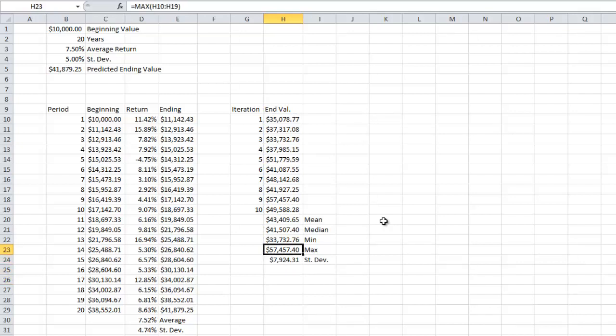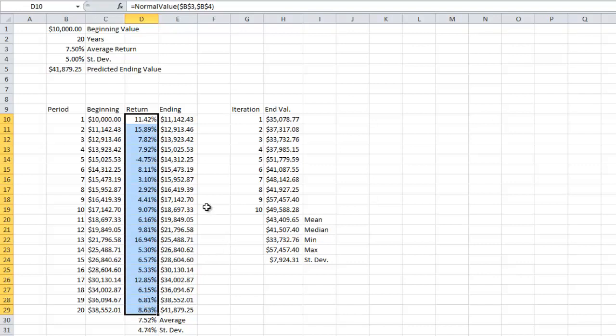So what I'm trying to show you is by doing the Monte Carlo simulation, we're doing a much better job of modeling reality. Instead of having 7.5% as our return every year, we're just drawing this from a normal distribution that has similar attributes to what we've observed in the stock market. When we run that experiment 10 times, we get an average ending value of $43,400. We get a median of 41,000, a minimum of 33, and a max of 57. Think of how informative that is.